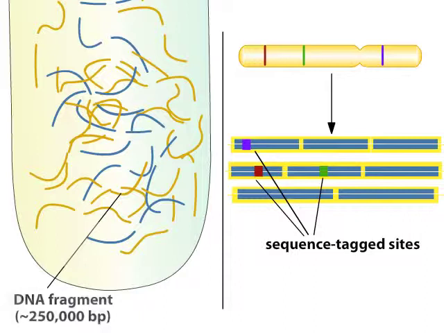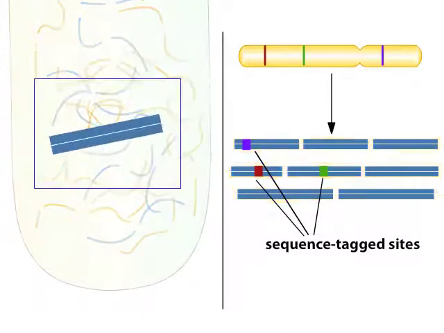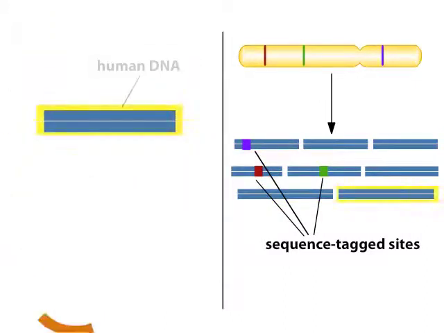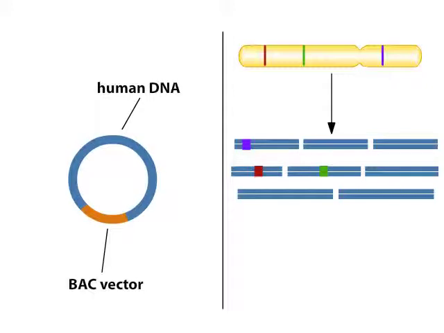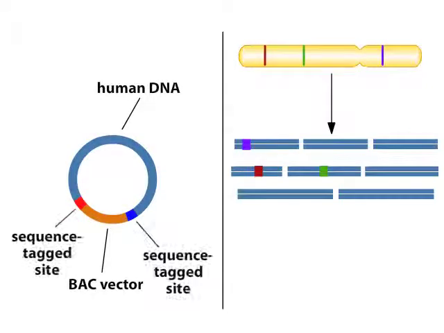The fragments are cloned into vectors, called bacterial artificial chromosomes, or BACs. The BACs allow the fragments to be replicated in bacteria, which provides enough sample material for the rest of the analysis. Researchers can start from the ends of the vector to identify nearby sequences in the human DNA fragment.